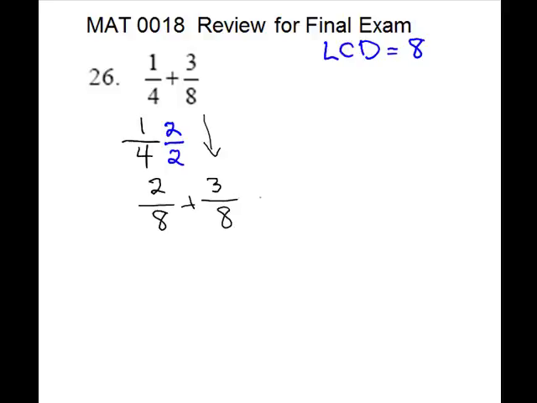Then your rule is keep that common denominator, put it in the answer. Combine the numerators, they're both positive, so we just add, keep it positive. And 5 over 8 will not reduce. 5 is a prime, and it doesn't go into 8.